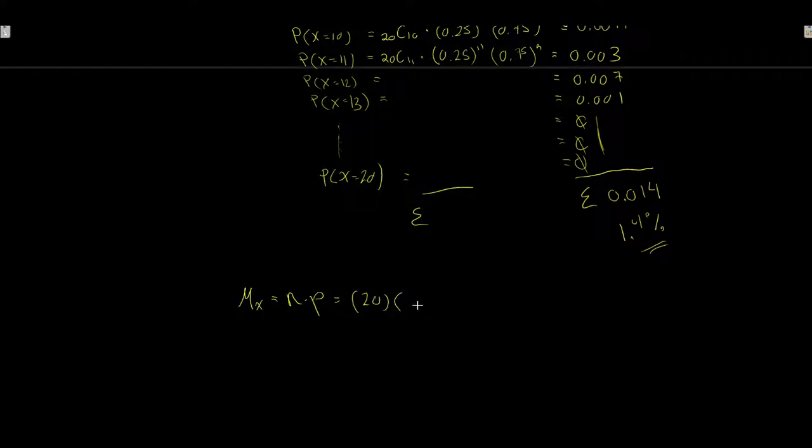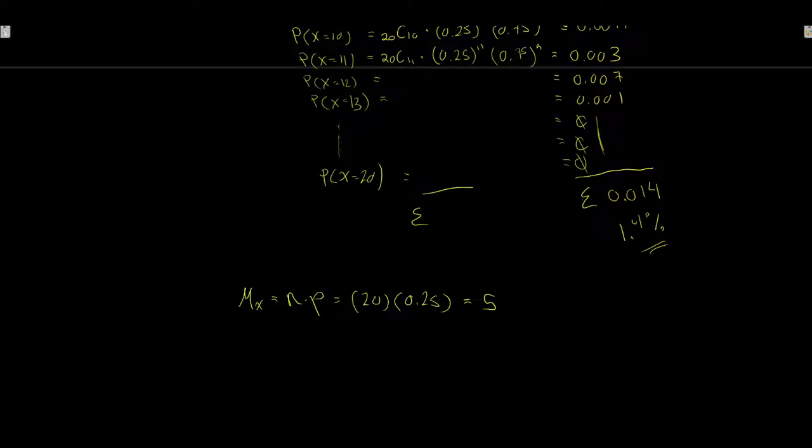You have a 25% chance of getting it right. So that gives us 5. That is, on average, you would get 5 out of 20 questions right. So on average, you'd get about a 25% grade.